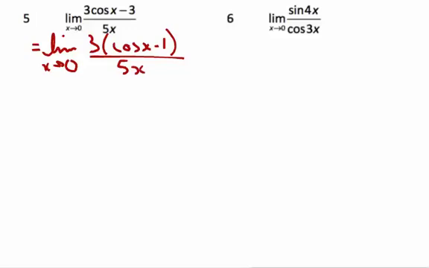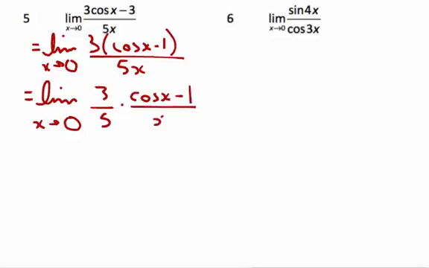And we have the 5x on the bottom. Again, split that limit. We can put the 3 over 5 together. We can put the cos x minus 1 over x together. And now we have a limit that looks like limit number 5 with a little bit of extra.